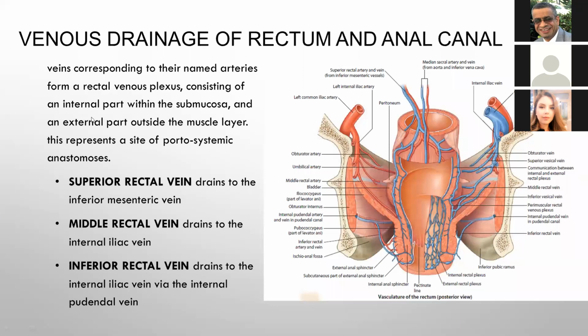Venous drainage: the veins correspond to their named arteries and form the rectal venous plexus, consisting of an internal part within the submucosa and an external part outside, in the muscle layer. This represents a site of portosystemic anastomosis. The superior rectal vein drains to the inferior mesenteric vein, the middle rectal vein to the internal iliac vein, and the inferior rectal vein drains into the internal iliac vein via the internal pudendal vein.